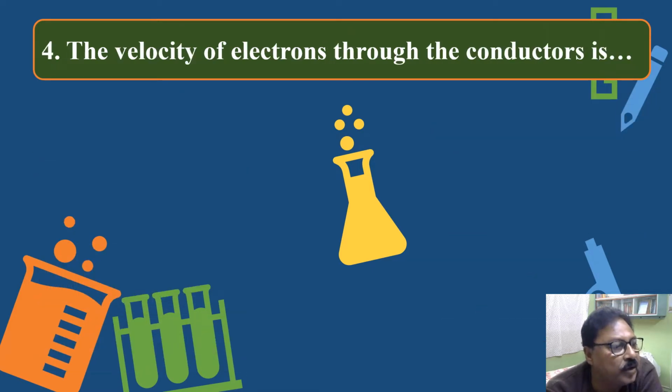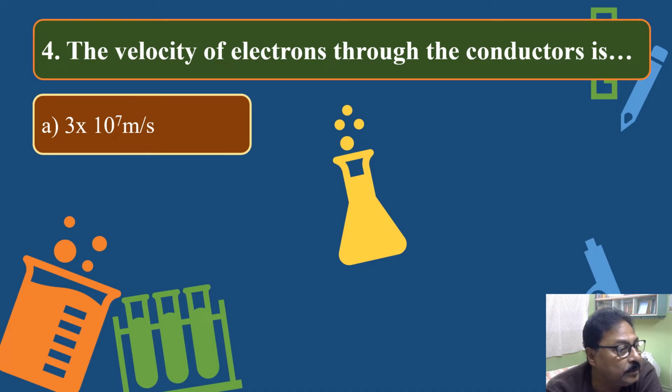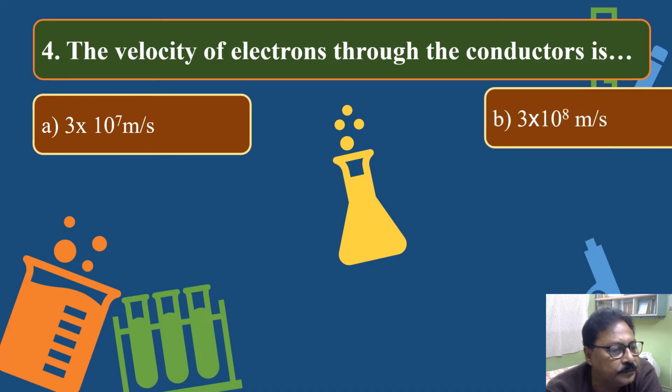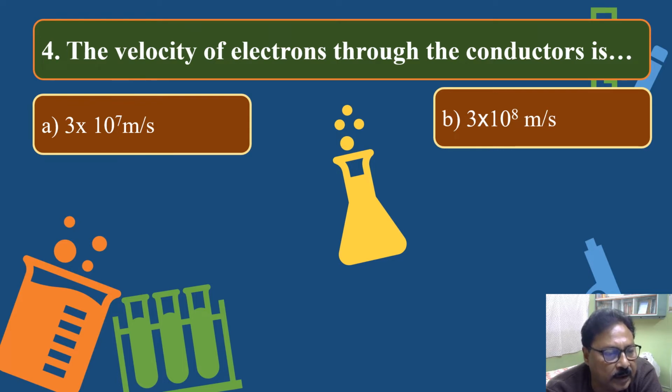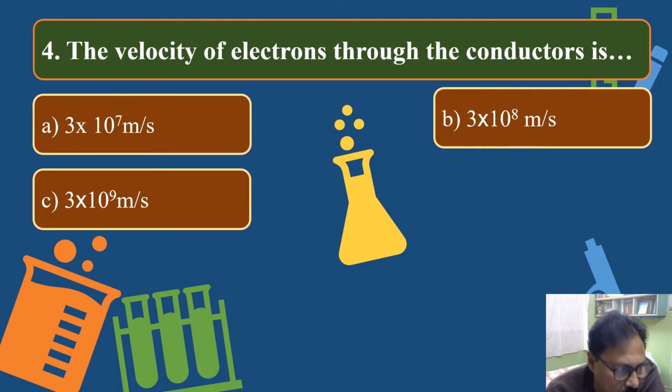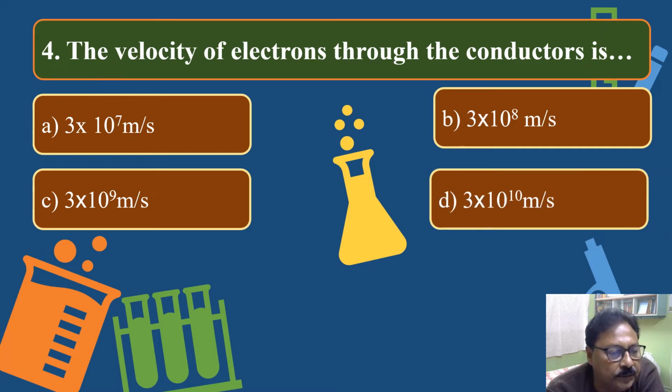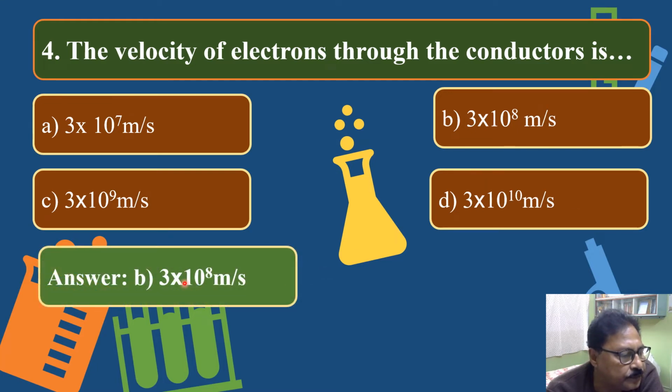Next, the velocity of electrons through the conductor is: option A, 3 multiplied by 10 to the power 7 meter per second. Option B, 3 multiplied by 10 to the power 8 meter per second. Option C, 3 multiplied by 10 to the power 9 meter per second. Option D, 3 multiplied by 10 to the power 10 meter per second. The correct option is option B, 3 multiplied by 10 to the power 8 meter per second.